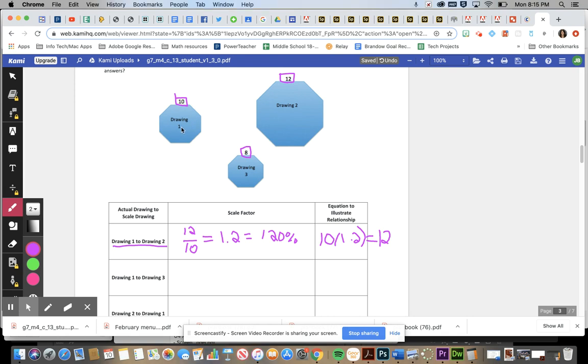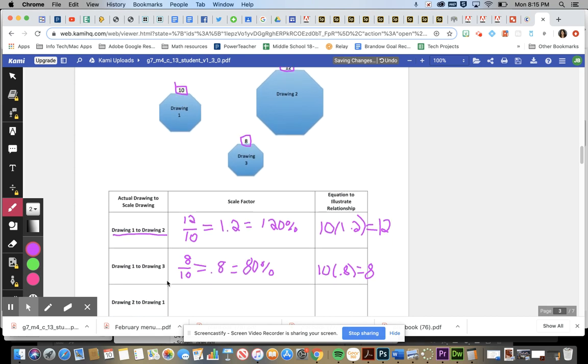Okay, now we're doing drawing 1 to drawing 3. So again, our original is 10. Original goes on bottom. And scale is 8, so that will go on top. 8/10 is 0.8 as a decimal, and 80% as a percent. Our equation would be original, so 10 times the 0.8, the scale factor, 80%, equals 8. All right, we're on a roll.